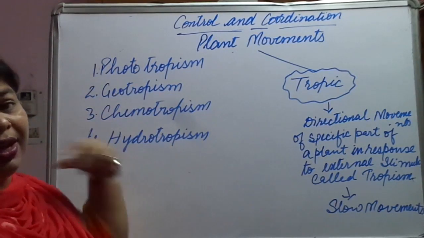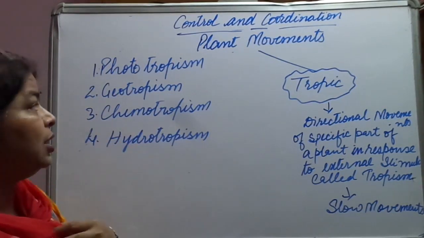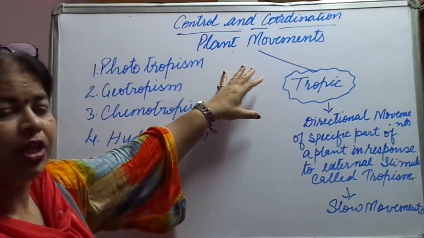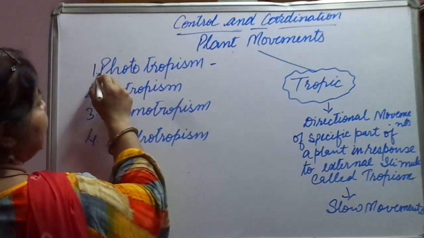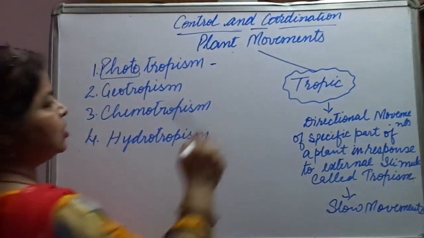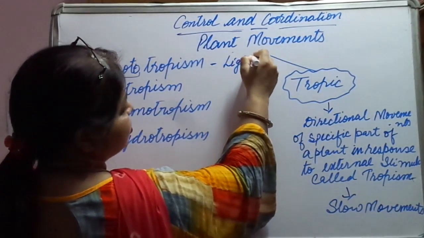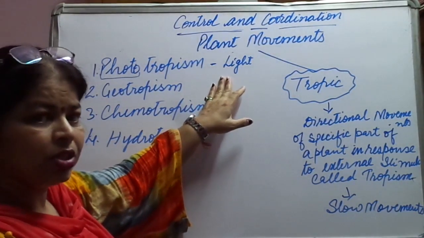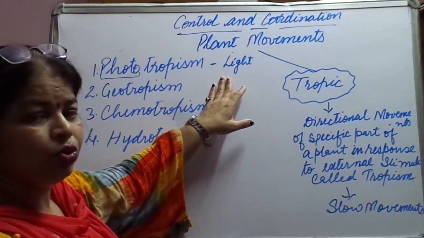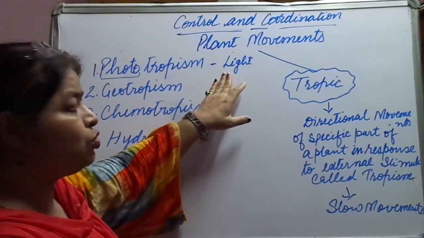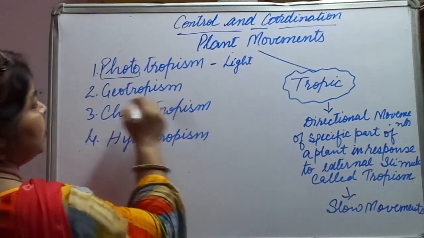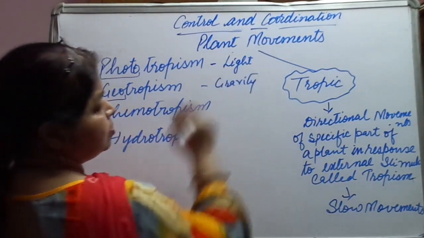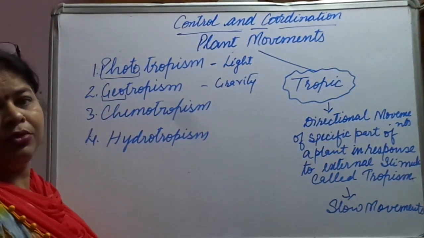By writing these names, I hope you can get an idea of what the stimuli are towards which the plant part is going to show any change. If I talk about phototropism, photo means light. It means the stimulus is light. The part of the plant is going to show a change in its configuration or some growth when it responds to light. Then the second one, geo. Geo is talking about gravity, the gravitational force.